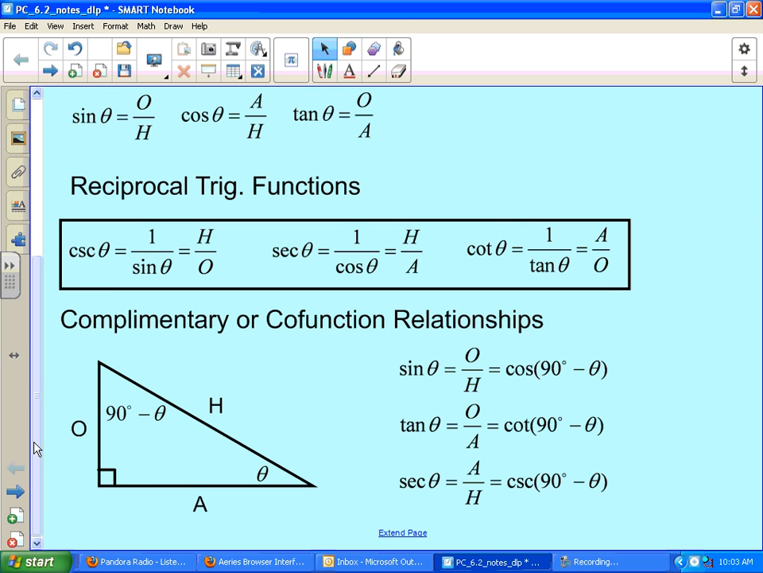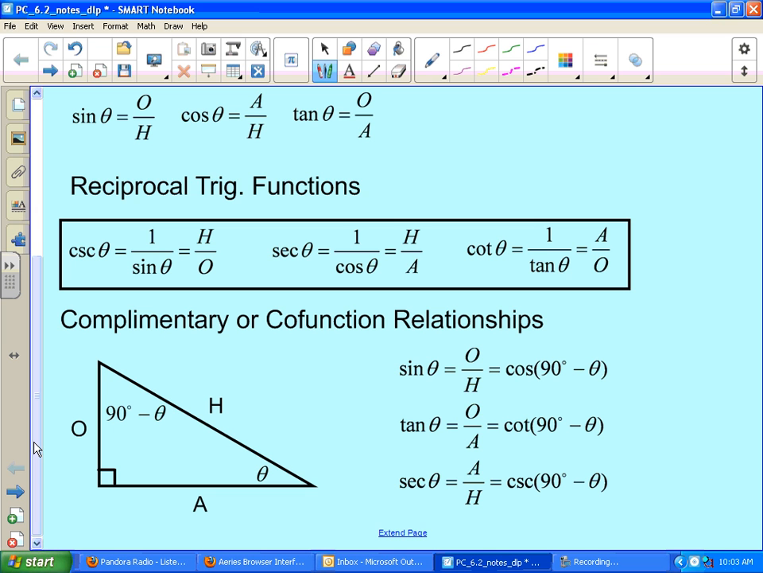Now you won't actually have these. On most calculators, you don't have these reciprocal functions. Most of you guys just have sines and cosines and tangents on your calculator. So in order to find these reciprocal functions, we use the sine, the cosine, and the tangent, and we just take the reciprocal of the answer.